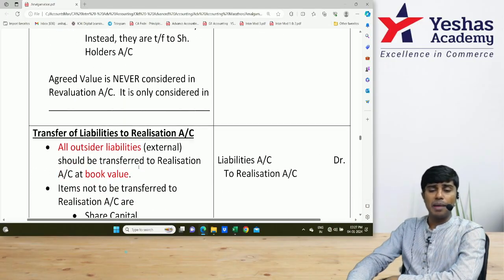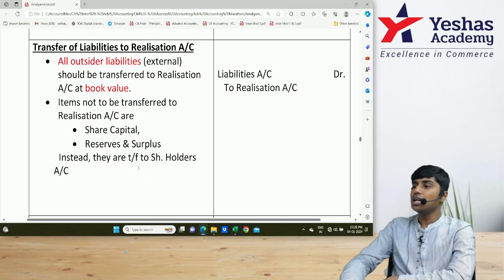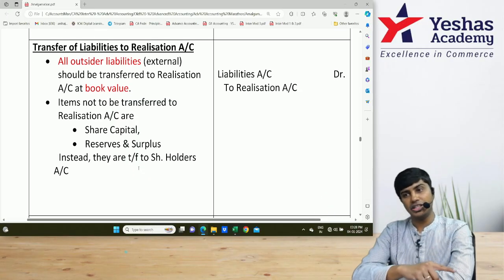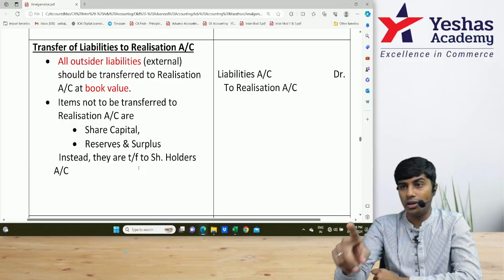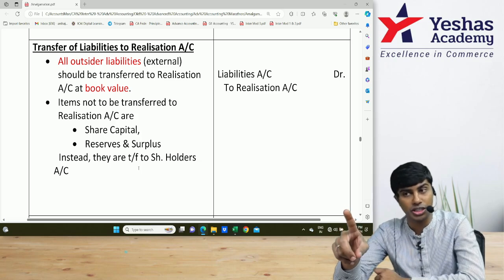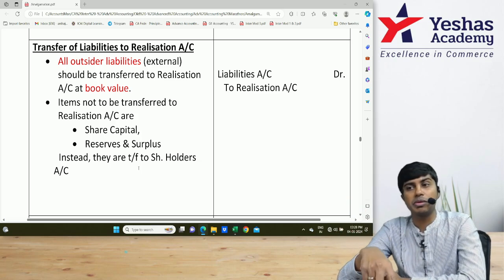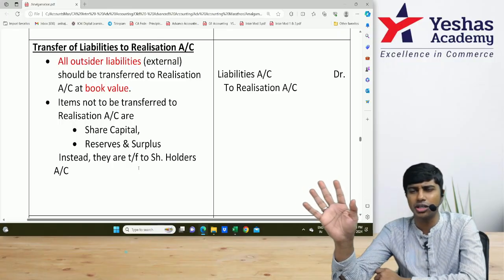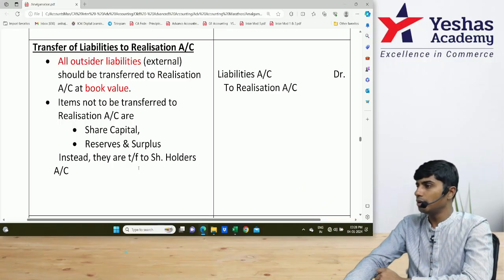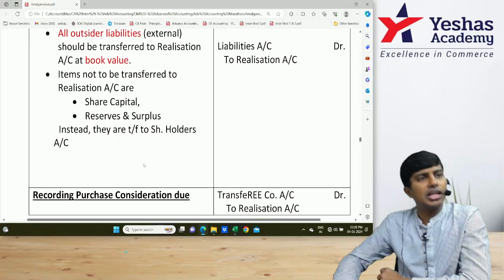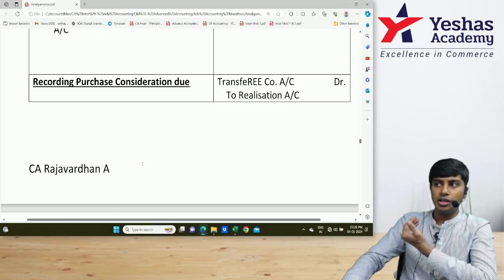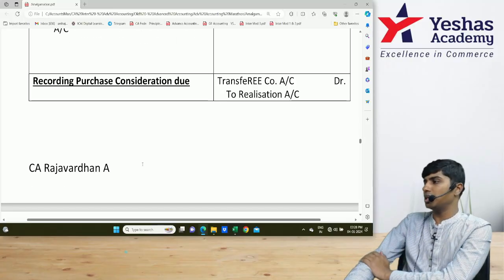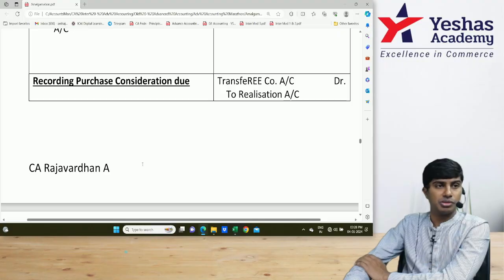Then transfer all the liabilities to realization. For this, the entry is liabilities account debit to realization. Again, don't worry about the agreed value. Write this entry at book value. Debentures is one place we need to be cautious. They'll give redemption premium, issue premium, all sorts of items, but transfer it at book value. Get it? Once these 2 items are transferred, this realization box is passed to the transferee and the transferee owes us money. Create transferee company account debit to realization.